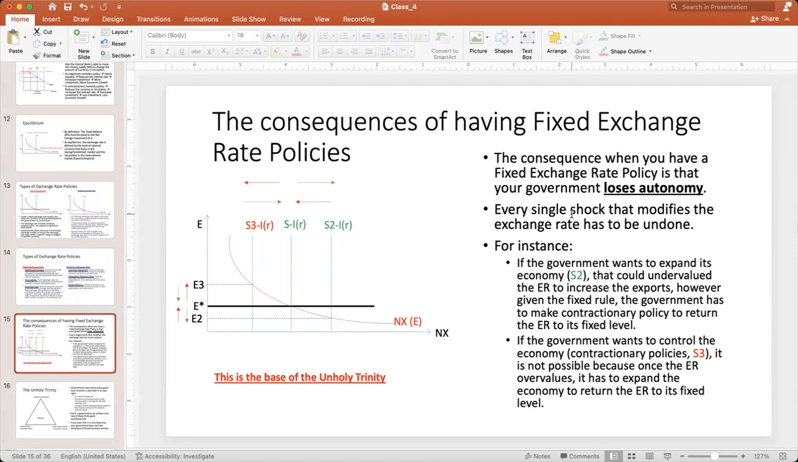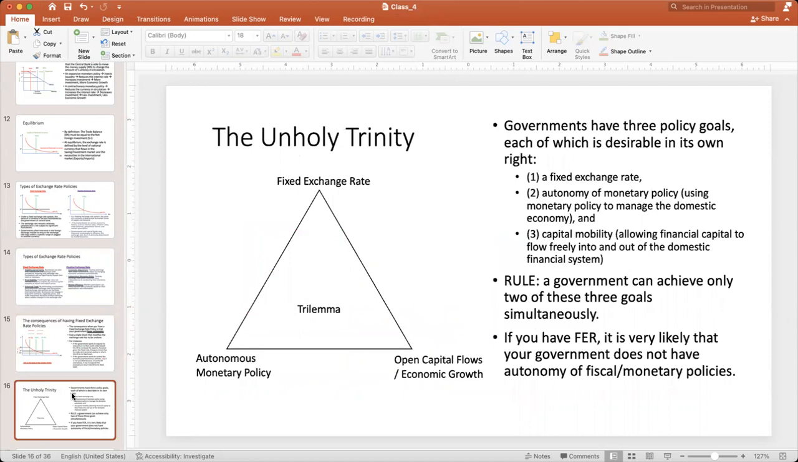And if we use a fixed exchange rate, we are preventing the government from using monetary and fiscal policies to incentivize or boost our economy. And this is the basis of something called the unholy trinity. The unholy trinity is a concept that is covered in the chapter. So let's explain what the unholy trinity is.